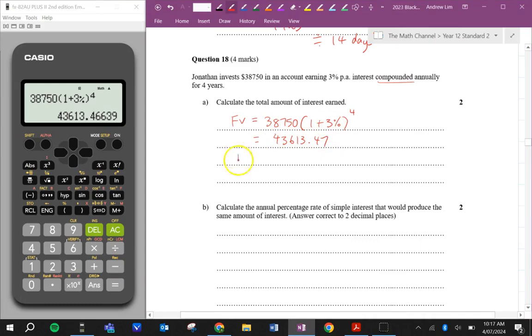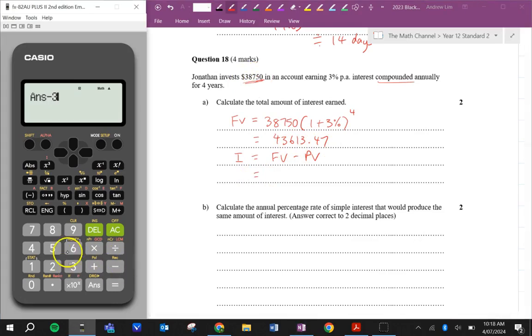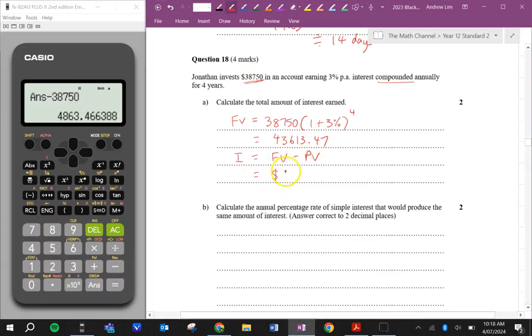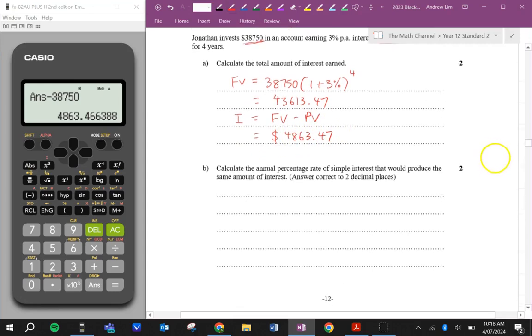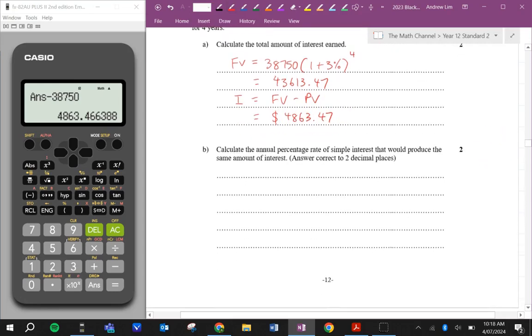$43,613.47. Interest is future value minus present value. So it's just that 43,613.47 minus the 38,750, which is 4,863.47. Calculate the annual percentage rate of simple interest that would produce the same amount of interest.